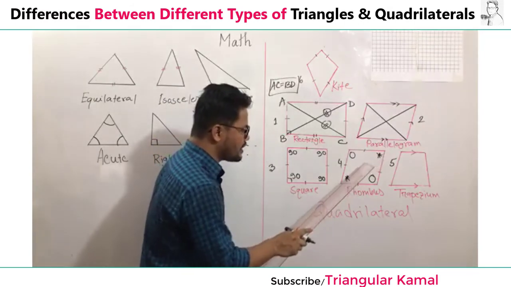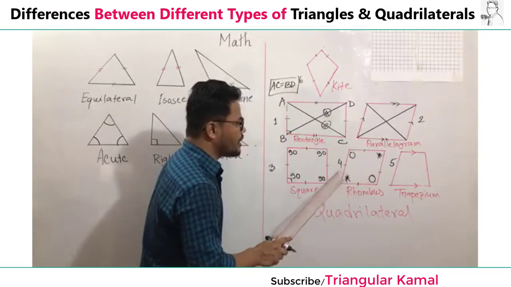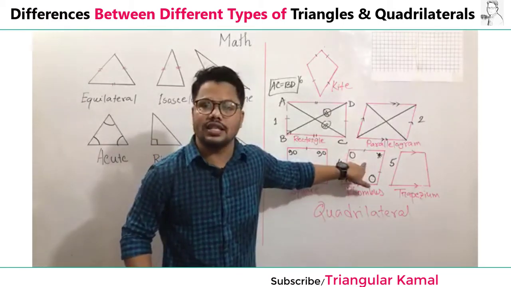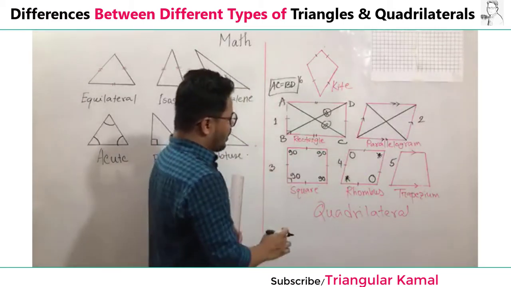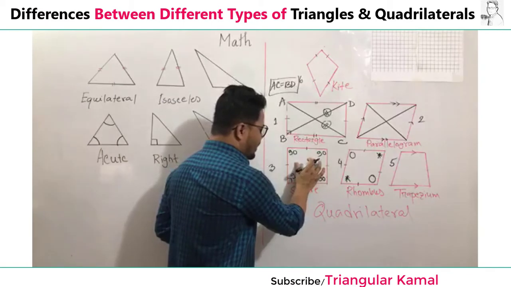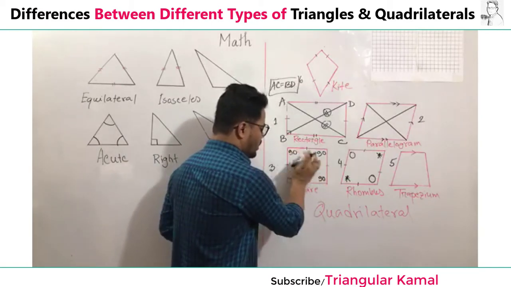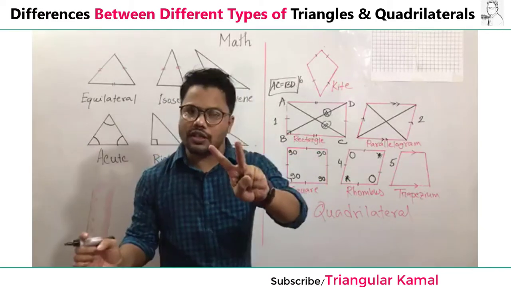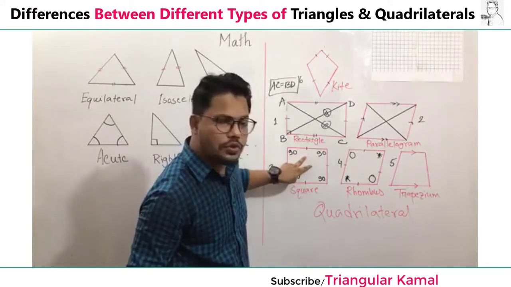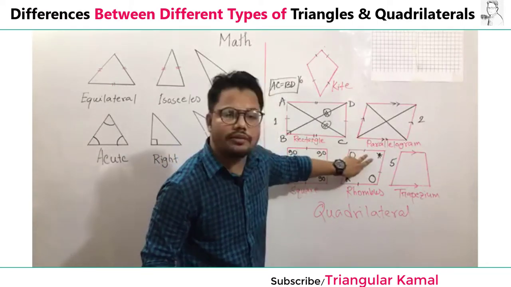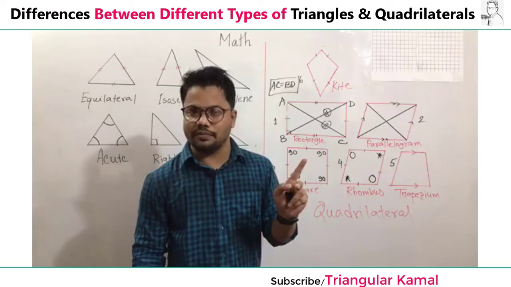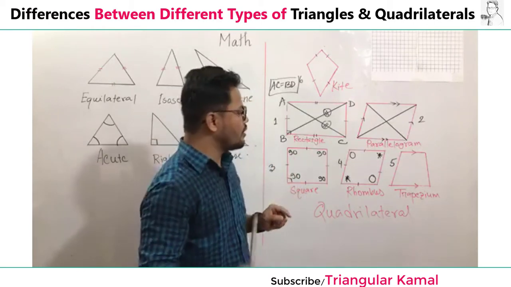Here in a rhombus, only two opposite angles are the same, but none of them is 90 degrees. As for diagonals, in a square the two diagonals are the same in measure, but in a rhombus the two diagonals are not the same.